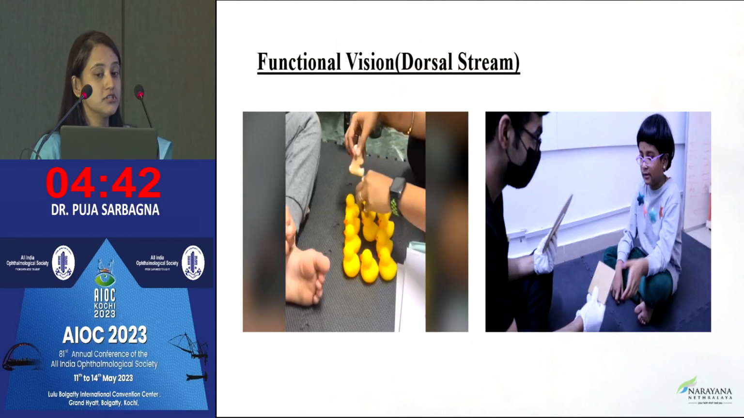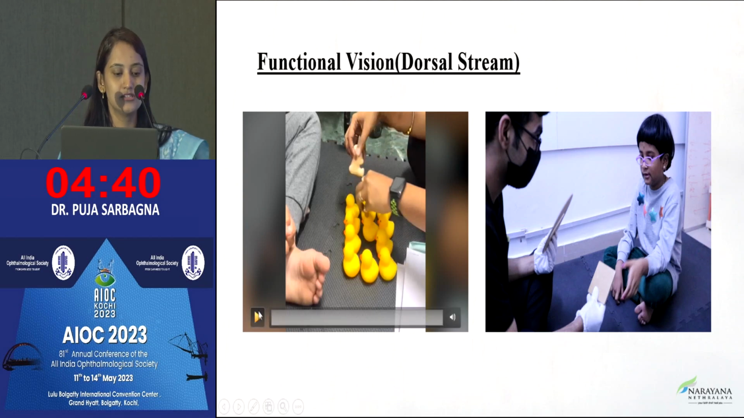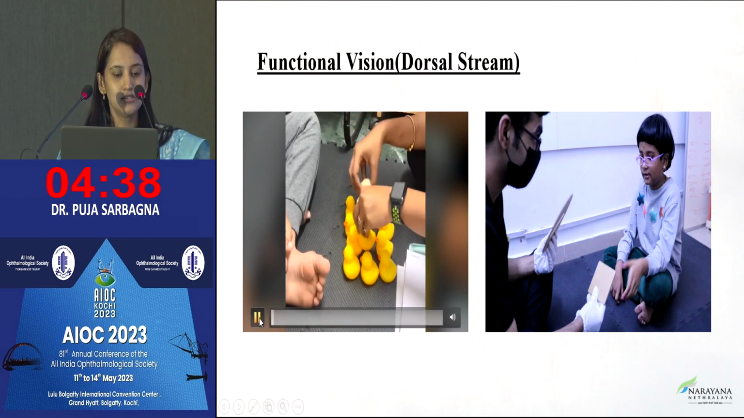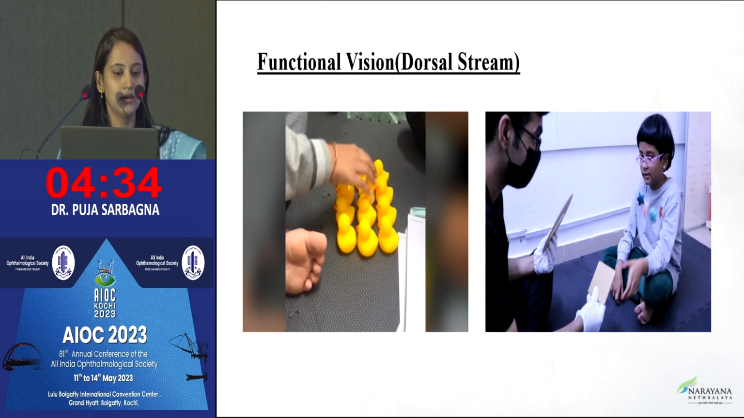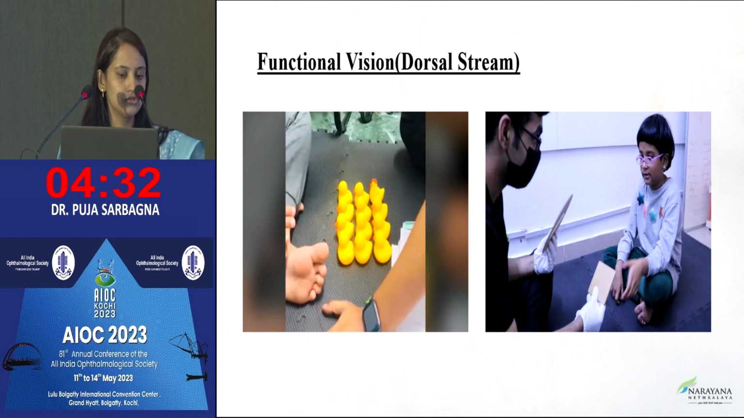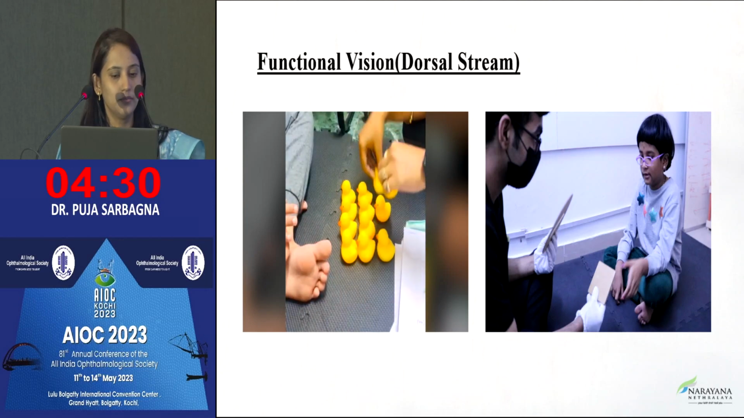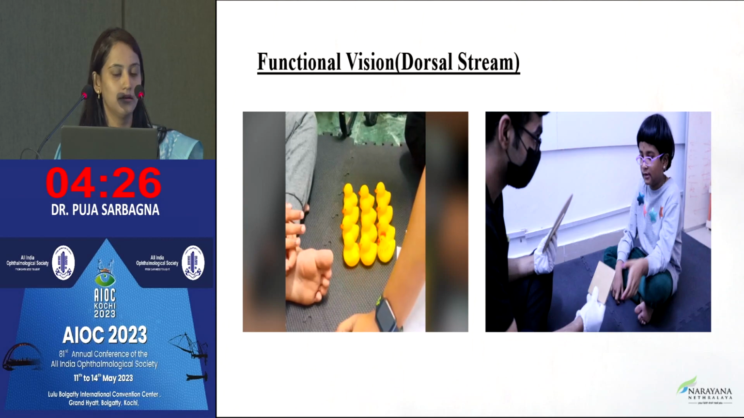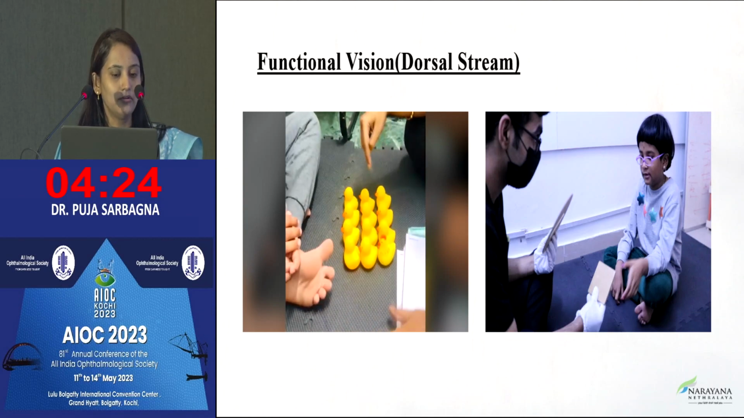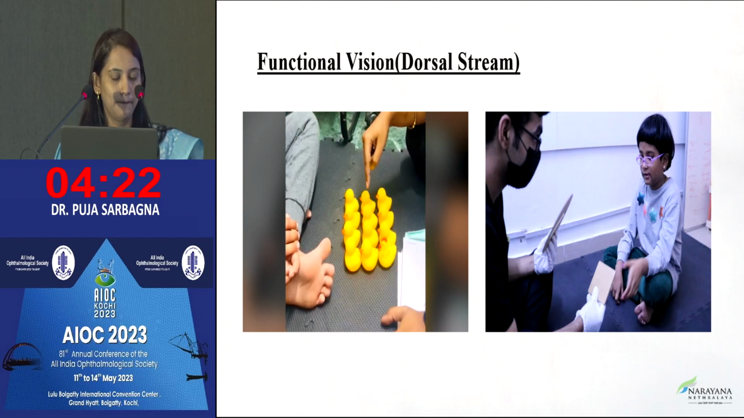Next is functional vision, dorsal stream function. How do we check the dorsal stream? You can see here, I have placed a lot of ducks, and among these ducks I have placed one teddy bear in the center. I asked the child, among all these ducks, can you find the teddy bear? He found it. Then I made it more complicated and put in a same-colored hen, and I am telling the child to pick up the hen.